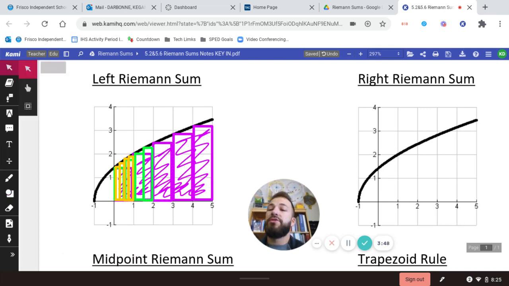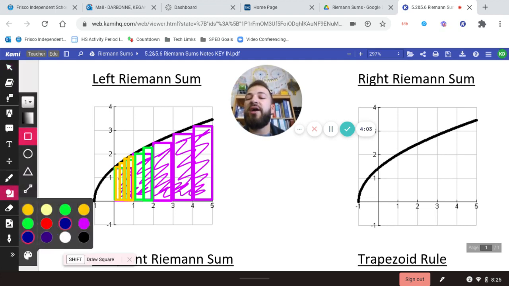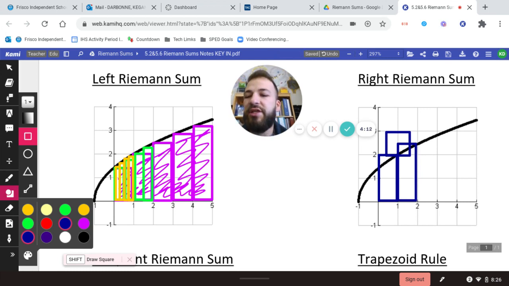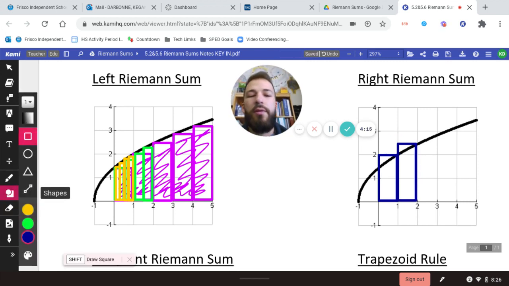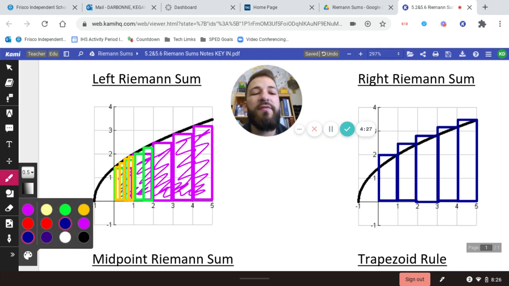Okay, so two things to keep in mind about Riemann sums: they are estimates, so they are not meant to be perfect, and the smaller your rectangles are, the better the estimate is going to be, just in general. Now if our left Riemann sum was the leftmost point of the rectangle touching the curve, our right Riemann sum is that the rightmost point is what's touching the curve. And so I just go across and draw my rectangles like so. And then all of that area under the curve is going to be my estimate.